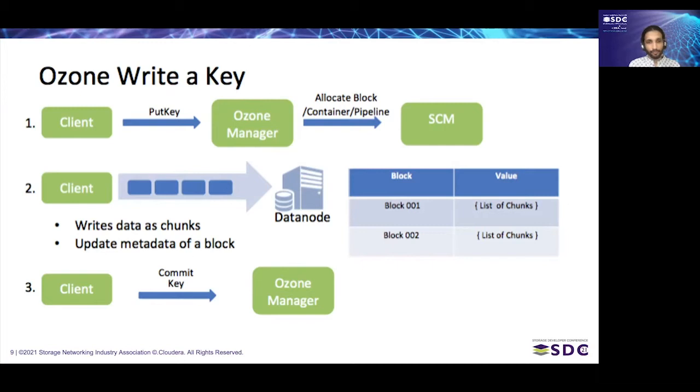At the end, the client would do a commit key operation. Once it has written all the data, it can do a commit key operation in Ozone Manager, and the key would be visible in the Ozone Manager namespace then.